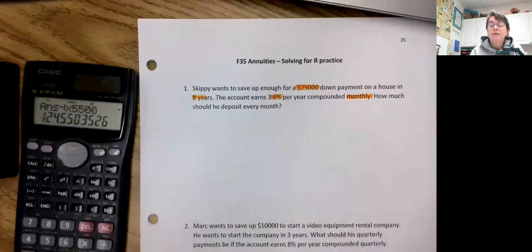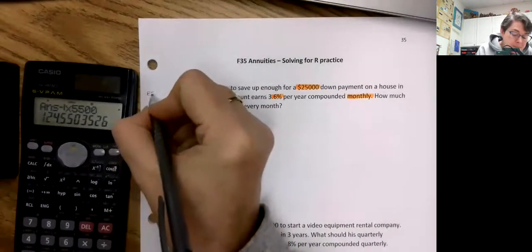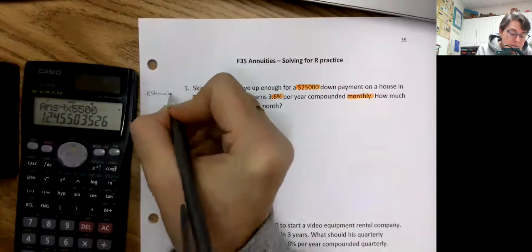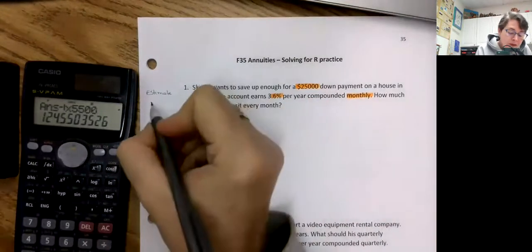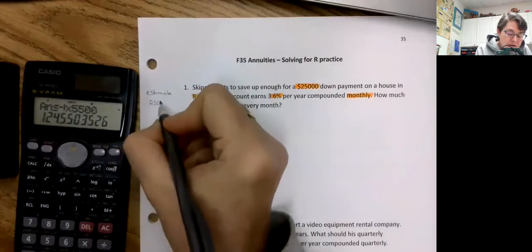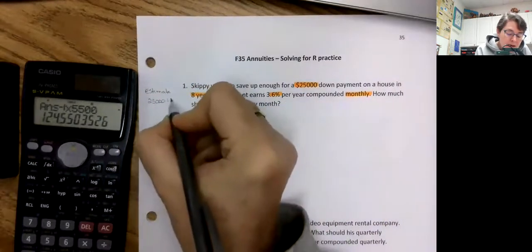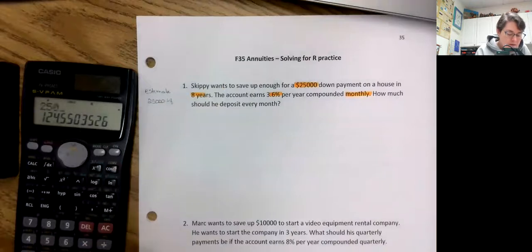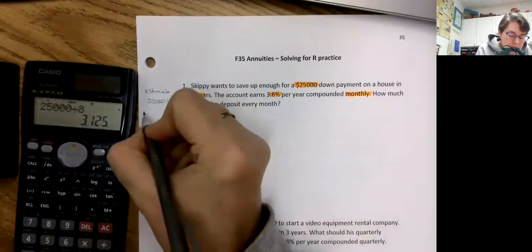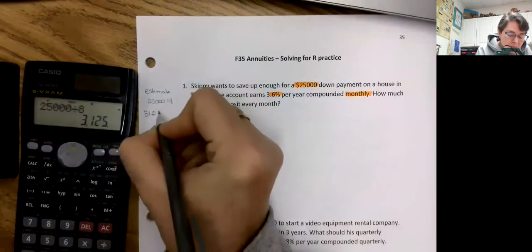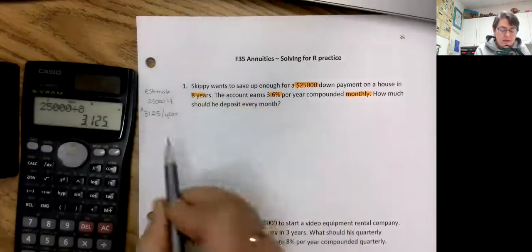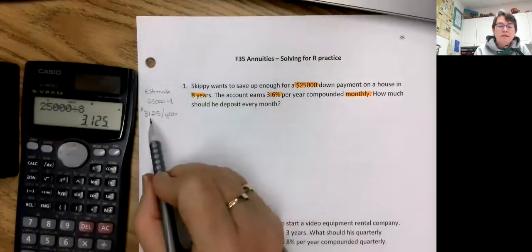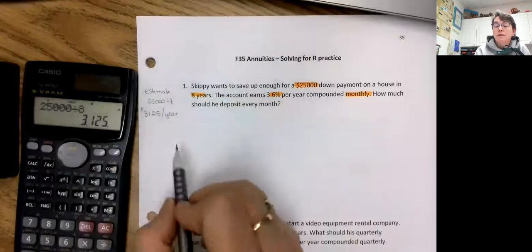Well, I'm going to do my estimate to get an idea of where my answer should be. So here's what I think. If he's got $25,000, I'm going to divide that by 8. That means he should save, per year, that's the total he wants. In 8 years, he needs to save at least $3,125 per year.